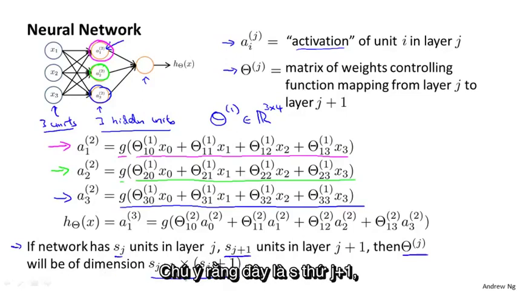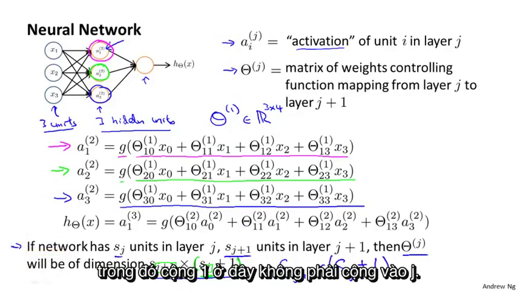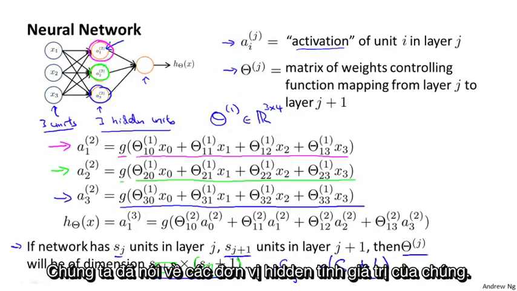Just to be clear about this notation: this is s subscript j+1, and that's s subscript j, and then this whole thing plus 1. So that's s subscript j+1 by s_j plus 1, where this plus 1 is not part of the subscript. Okay, so we've talked about what the three hidden units do to compute their values.